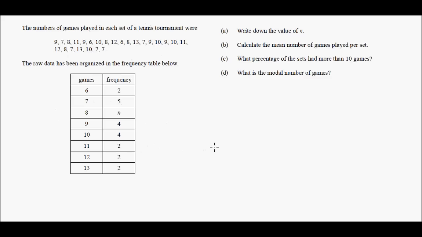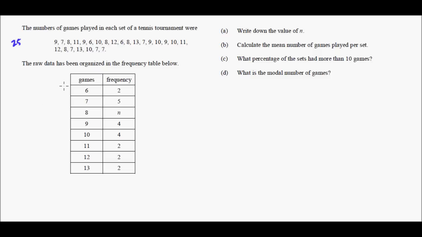Okay, it says the number of games played in each set of a tennis tournament were as follows. So how many games do we have here? We have 1, 2, 3, 4, 5, 6, 7, 8, 9, 10, 11, 12, 13, 14, 15, 16, 17, 18, 20. Okay, we have 25 games. That might help us later.